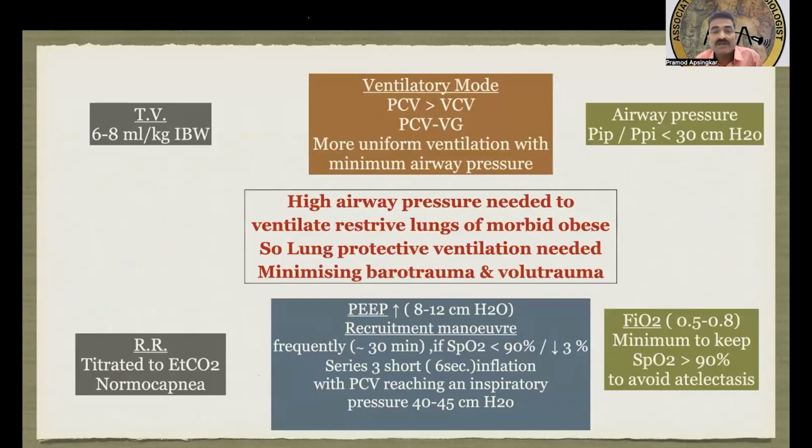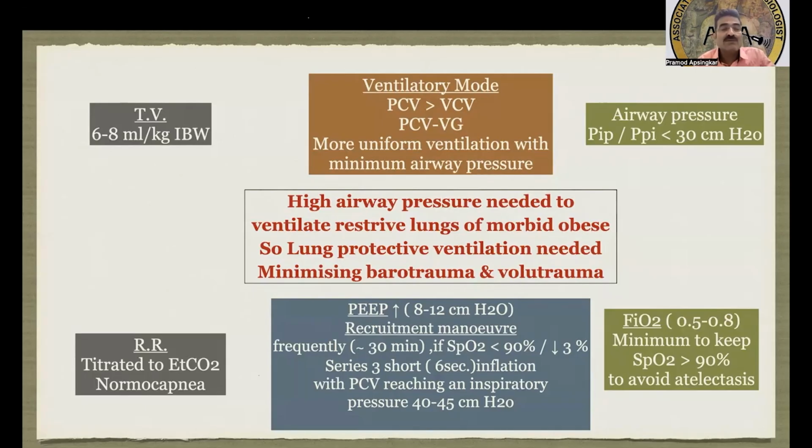Now, another important concern is how to ventilate the restricted lungs of these morbidly obese patients, because they are more prone to barotrauma and volutrauma. The preferred ventilatory mode is pressure control over volume control, but we have to keep watch on how much volume is going, because that will be labile. If your ventilator has pressure control with volume guarantee, that is PRVC mode, pressure regulated volume control, that mode is preferred. With that, we can keep the airway pressure less than 30 centimeters of water.